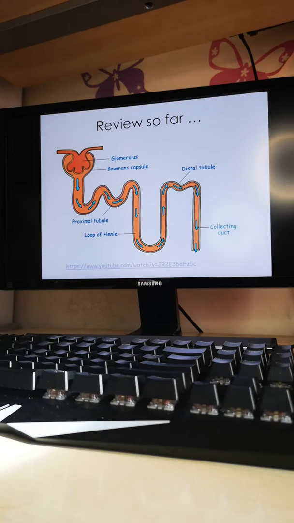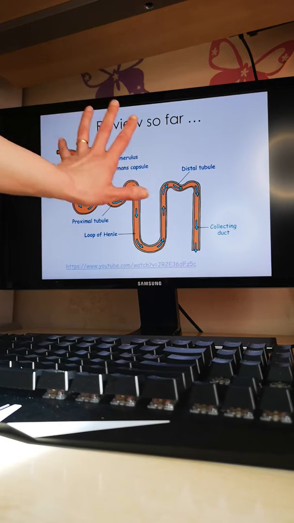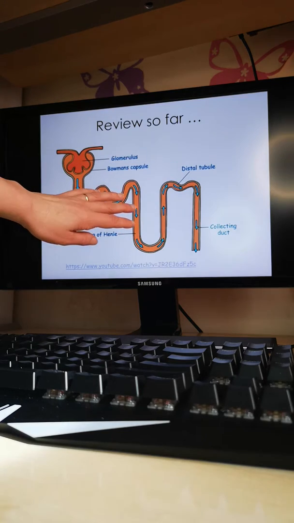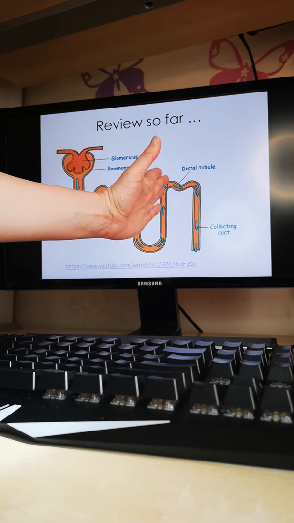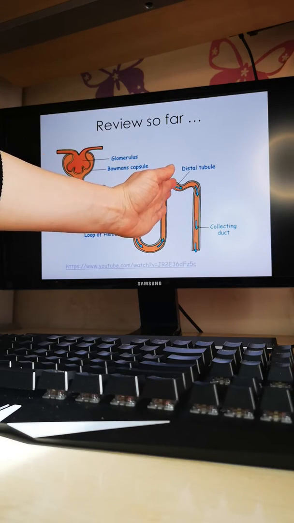Okay, so that's where we got up to. So we're now moving on to the distal convoluted tubule and the collecting duct. All of this that we've looked at so far works in exactly the same way all the time, but what happens in the distal convoluted tubule and the collecting duct is something the body can vary.